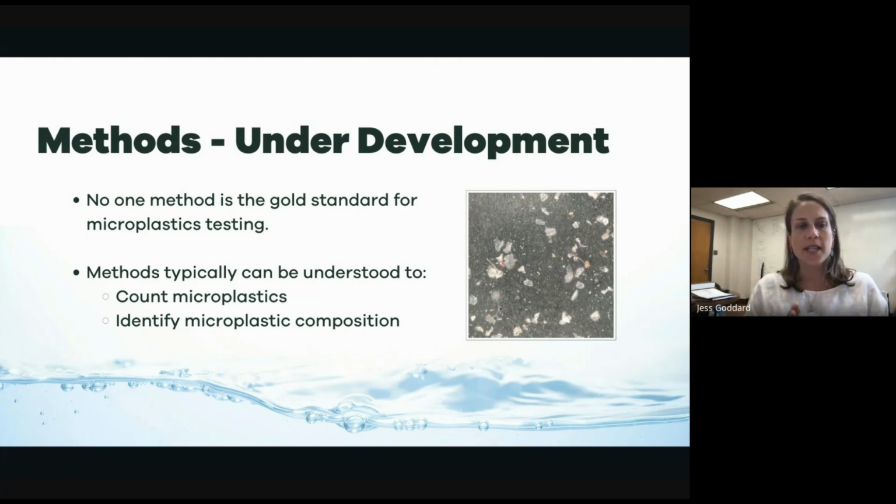We understand methods for microplastics as falling into two categories. One is methods that allow you to count how many microplastics are there at the different size categories that exist. The other is to identify what the composition of that microplastic is. What is the polymer that you're actually looking at? Is it PVC? Is it PET? Both of those have really different analytical methods that go into them.